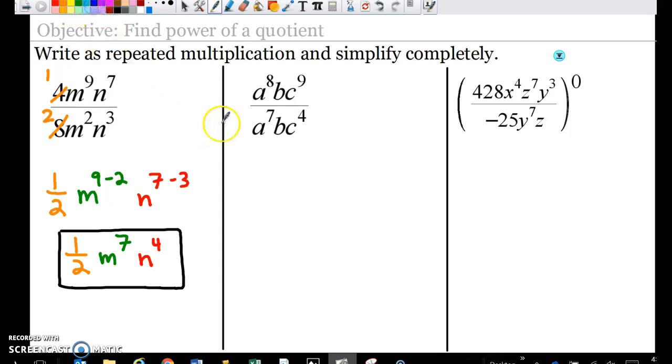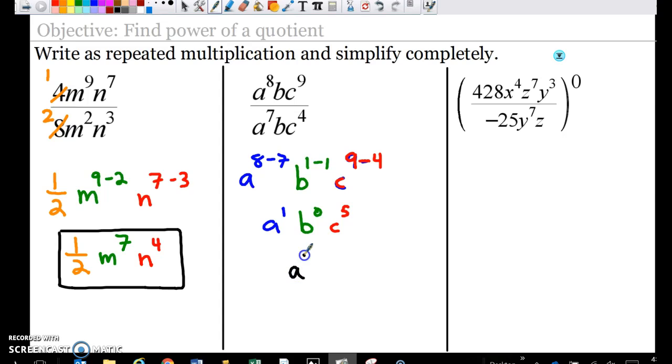All right, let's go to the next one. A to the 8th power, b to the 1st, c to the 9th, divided by a to the 7th, b to the 1st, c to the 4th. First base is a. Subtract the exponents. 8 minus 7. Second base there is b. b to the 1 minus 1. Third base, c. 9 minus 4. So this becomes a to the 1st power, b to the 0, c to the 5th. So then b to the 0 goes to 1, so it's just a to the first power times c to the fifth power. So just a times c to the fifth is all you need.